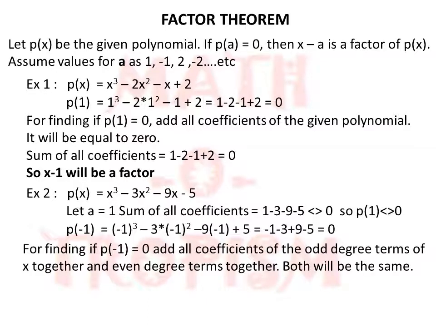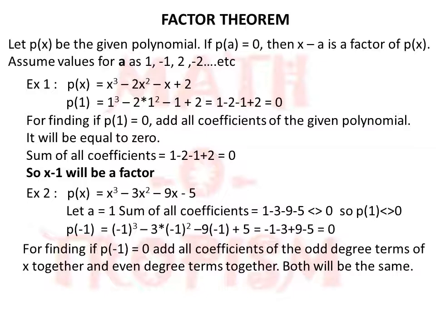Just like how we had a simple calculation for finding if p of 1 is a factor, similarly, if we want to check if p of minus 1 is going to be 0, then you need to add all the odd degree terms of x together and the even degree terms together.